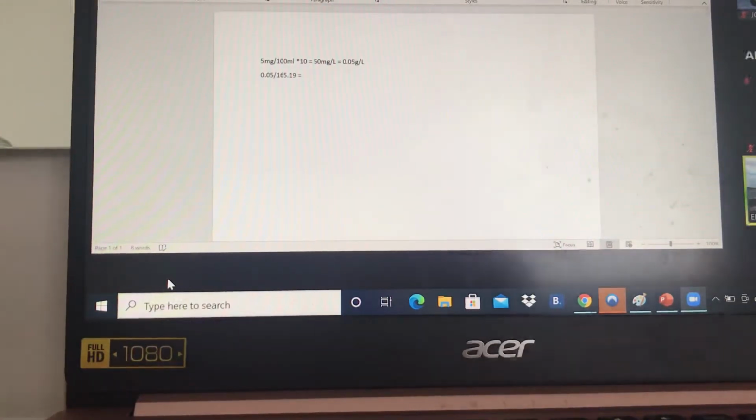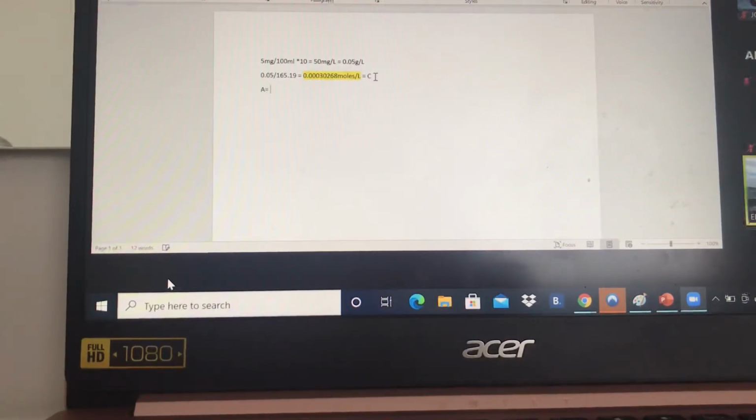165.19. No, that's not right. 1.05 divided by 165.19 gives me 0.003068 moles per litre, which is our concentration, I think. So once we've got that, we can type that in. Let's go. So that is our concentration, C.